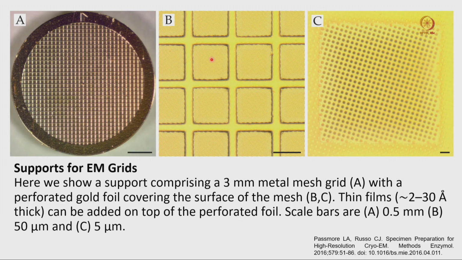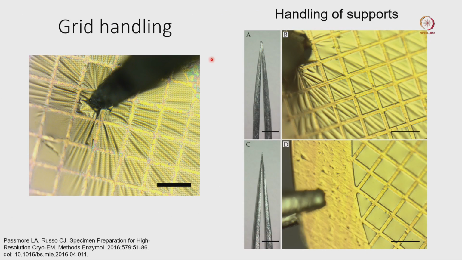Now the next part is an important part here. Why is it so important? In this book chapter, the authors specifically mention how you should handle your grids. These grids are very fragile, so you have to handle them properly. If you cannot handle them properly, it will damage the grid and it will definitely damage your sample preparation.